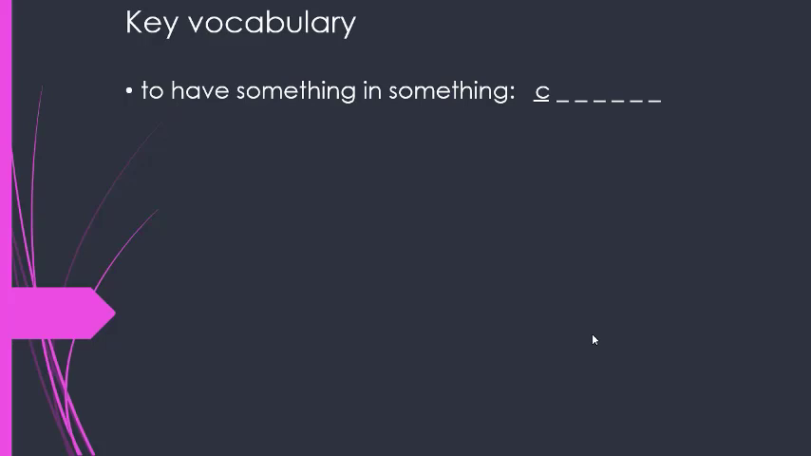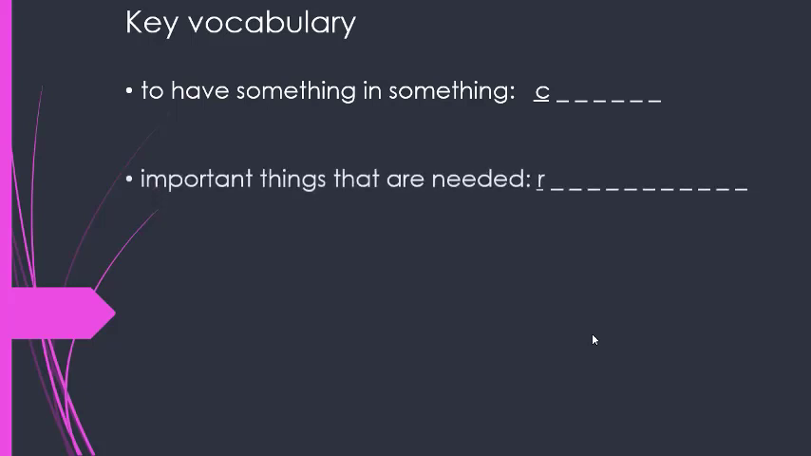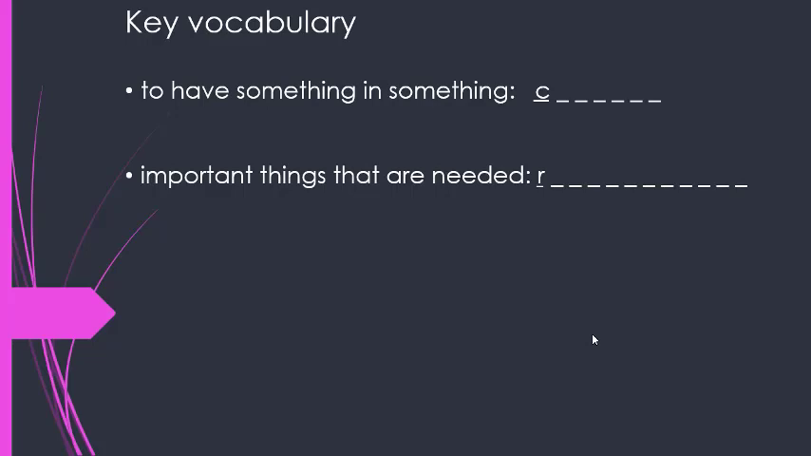So this word means to have something in something else. It starts with letter C. And the next one, we talk about the important things that are needed, and it starts with letter R. Be careful with this word because we have S here, so it means that the word needs to be in plural form. We need to add S.